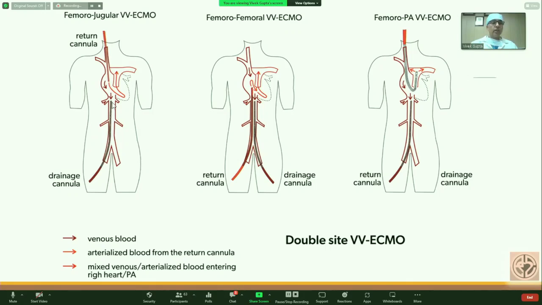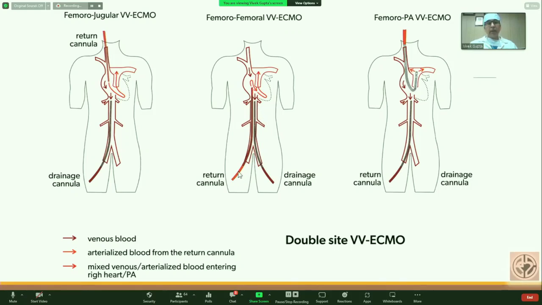You can see this. This is the drainage cannula, which is placed in the hepatic part of the inferior vena cava, and it is draining. And now, after returning, it is reaching the right atrium. This cannula is placed in the right atrium. So this oxygenated blood is coming and now passing through the lung, and it is going to the systemic circulation. The other femoral, you can see this access cannula.